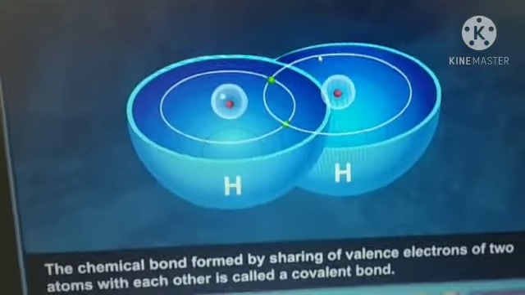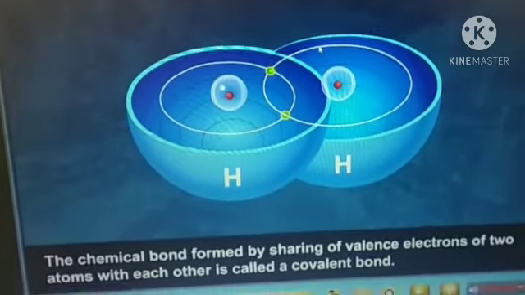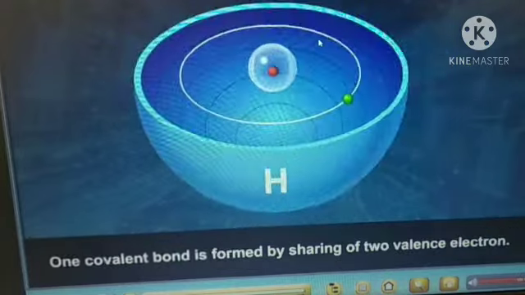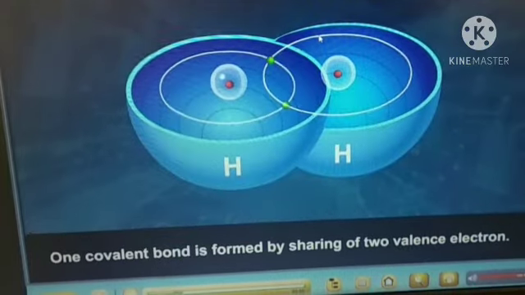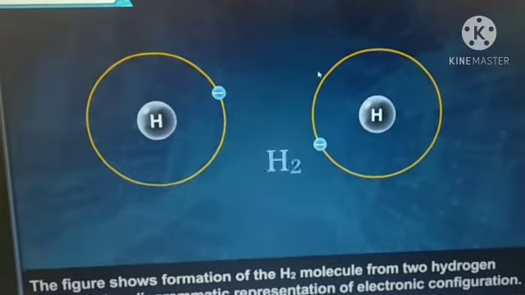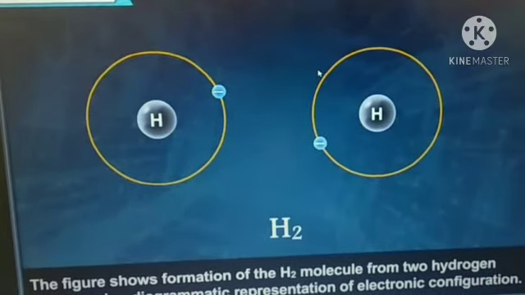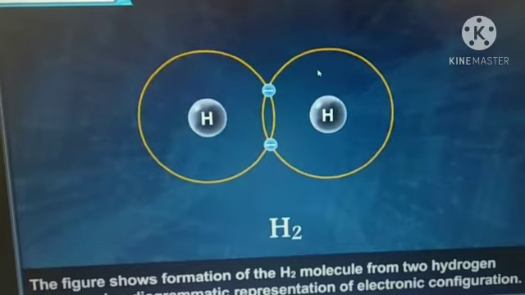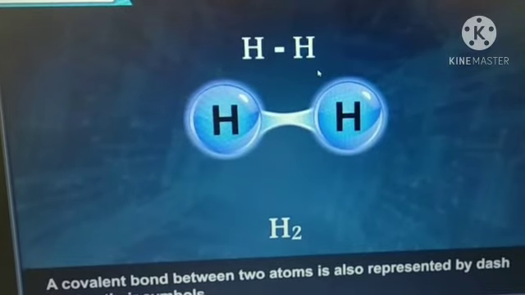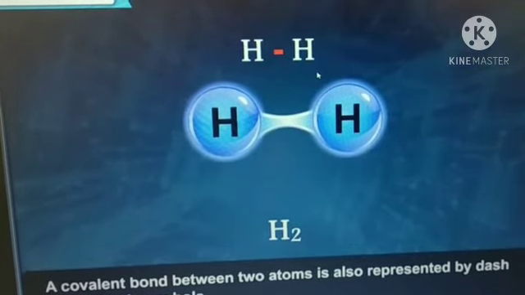The chemical bond formed by sharing of valence electrons of two atoms with each other is called a covalent bond. One covalent bond is formed by sharing of two valence electrons. The figure shows formation of the H2 molecule from two hydrogen atoms using a diagrammatic representation of electronic configuration. A covalent bond between two atoms is also represented by a dash joining their symbols.